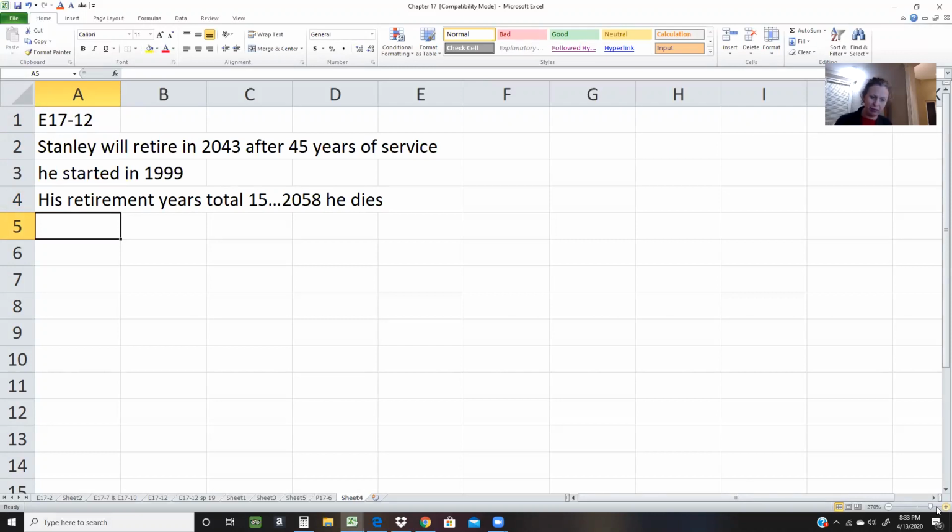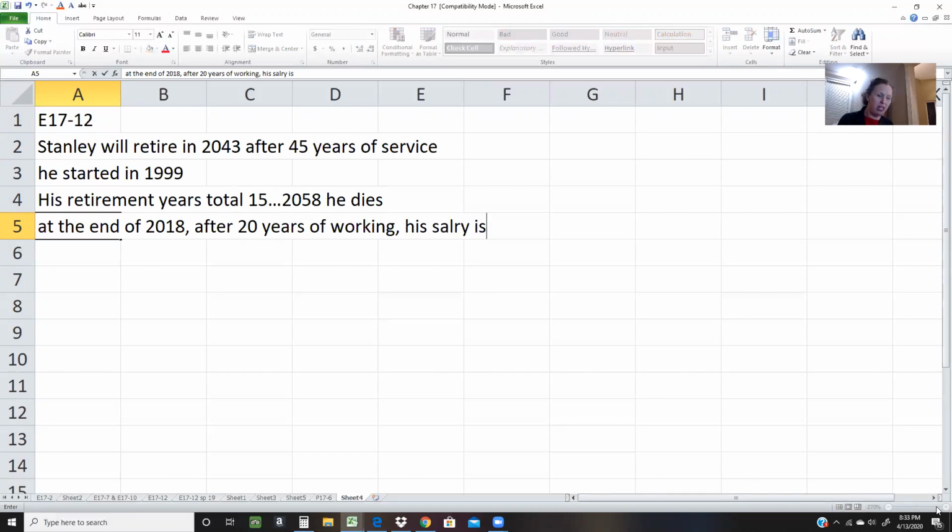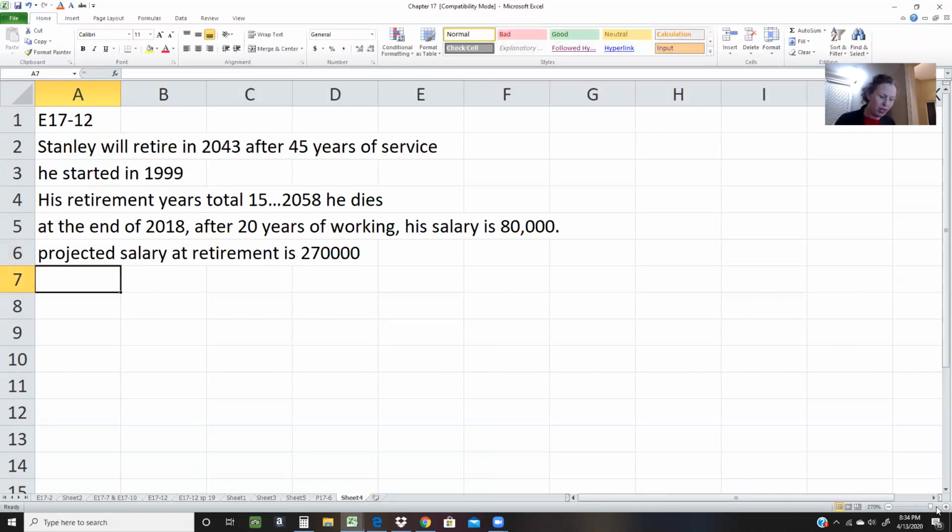So at the end of 2018, after 20 years of working, his salary is $80,000. Projected salary at retirement is $270,000. And the rate we're going to use is 7%. It says estimate the amount of his annual retirement payments for the 15 years earned as of December of 2018. So the first thing we need to use is our pension formula.